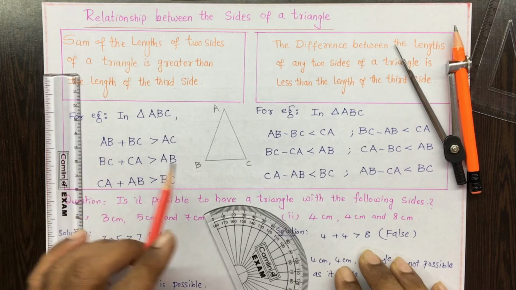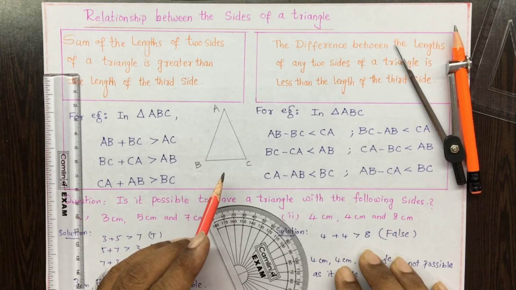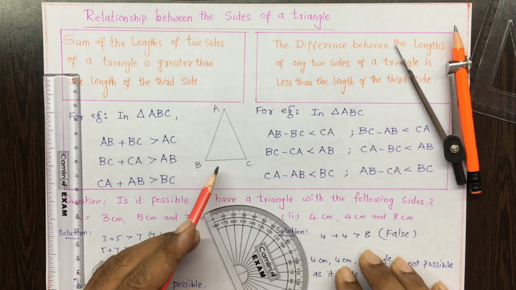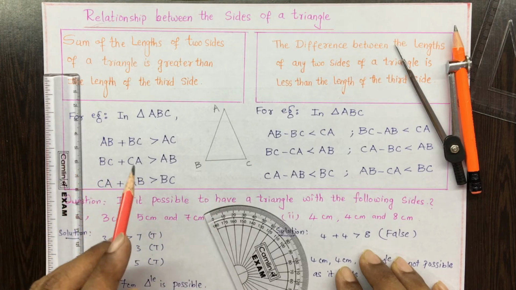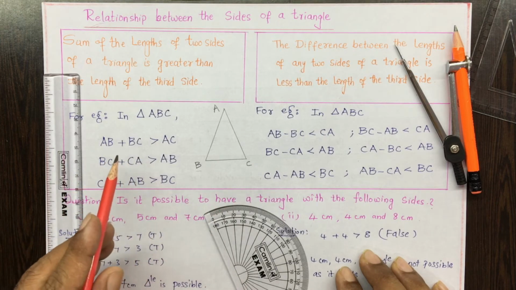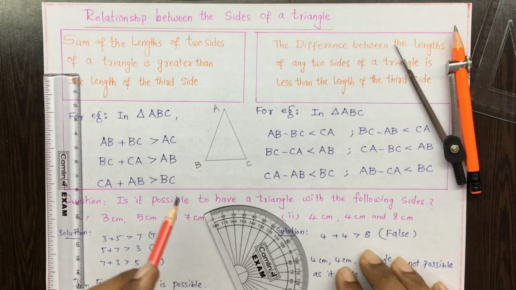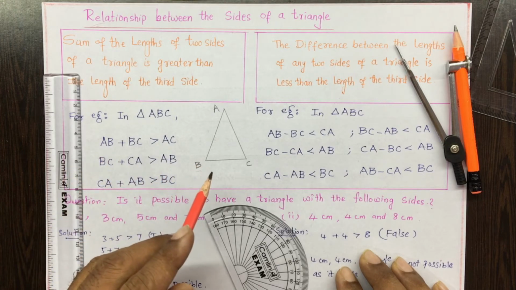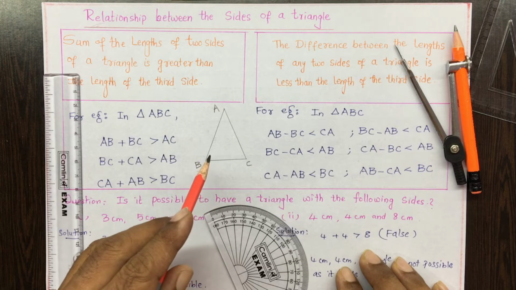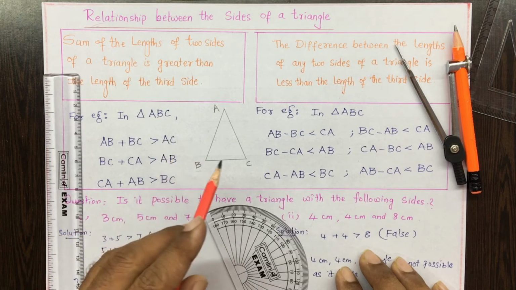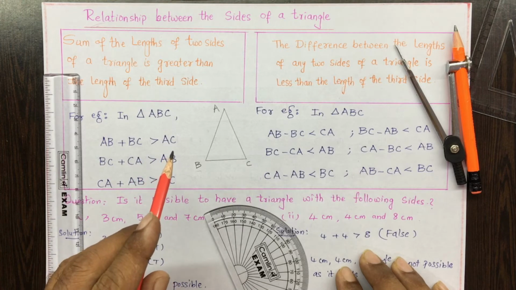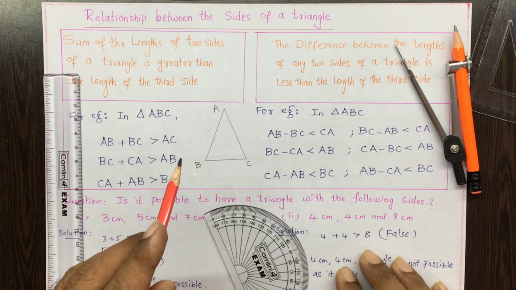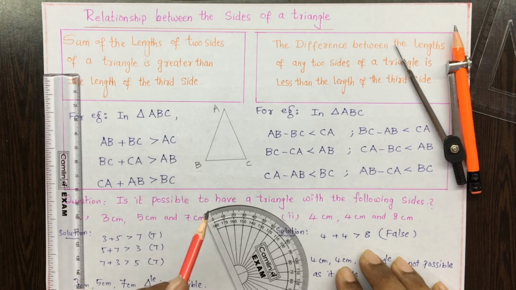For example, if a triangle ABC is there, in this triangle AB, BC and CA are the three sides. When you are adding two sides, the sum must be greater than the third side. You take any order, the sum of any two sides must be greater than the third side. If it is satisfied, those three measures can be the measures of a triangle.